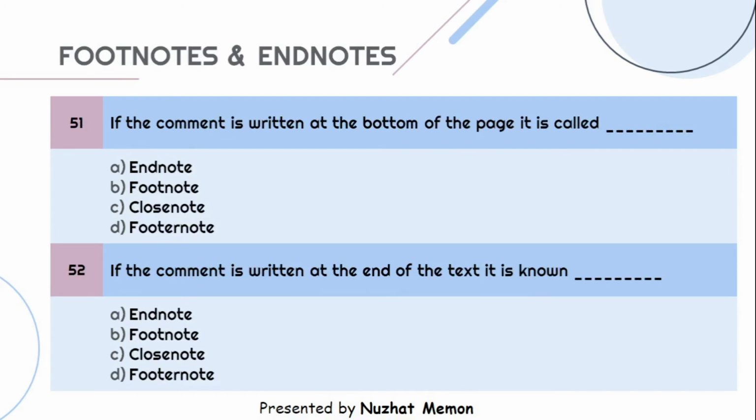51. If the content is written at the bottom of the page, it is called a footnote, and if the comment is written at the end of the text, it is known as an endnote. Just remember it: if it is written at the bottom of the page, it will be known as a footnote, and if it is written at the end of the text, it is known as an endnote.